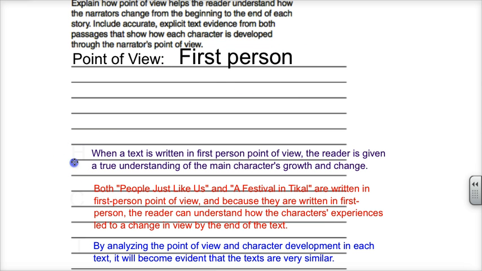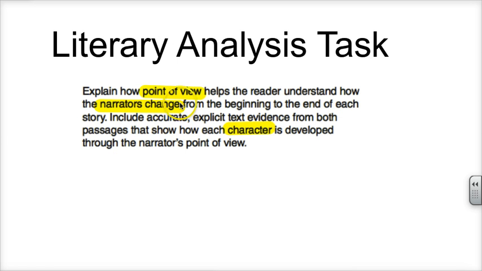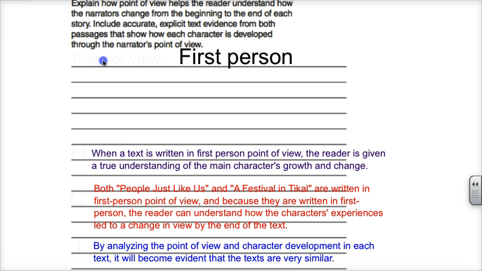And tomorrow in class, we'll be talking about the H, C, and the T, the hook, the claim, and the transition. So I was going back and forth thinking about what type of hooks we could use when we talk about point of view and character change. And I came up with this one. When a text is written in the first person point of view, the reader is given a true understanding of the main character's growth and change. So far, I'm thinking that sounds like a really good hook.